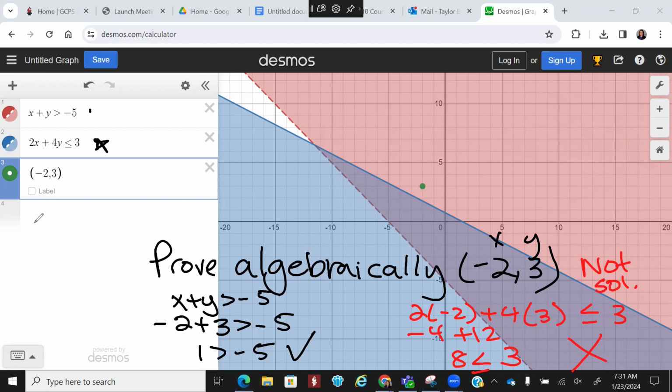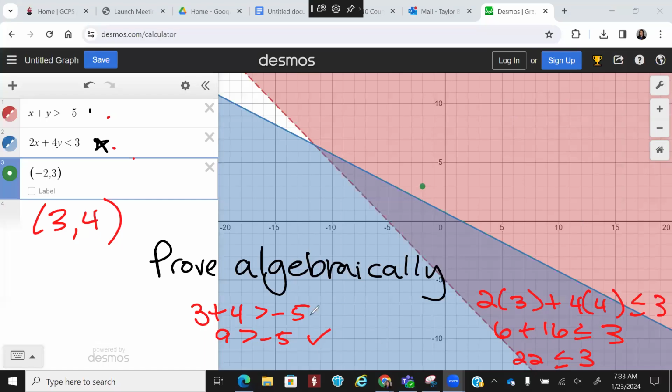Yeah. Okay, take the points (3, 4) and prove algebraically if it's a solution or not a solution. So I got 9 is bigger than -5, which is right. 22 is less than or equal to 3, which is wrong. Oh, nope, just kidding, 7. I don't know where that came from. You are correct. Okay. It was totally a 7. Yeah. Okay. Questions on that?